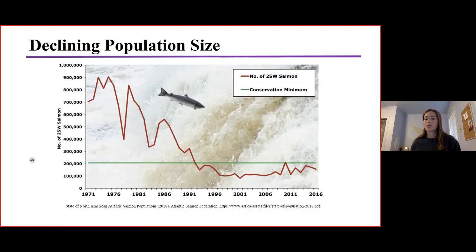So specifically why I was looking at Atlantic salmon for this study is that they are currently endangered in North America. And this graph is just showing the decline of the Atlantic salmon from about 1970 to 2016. And as you can see, in the early 1990s, the population size actually fell below the conservation minimum, which is just the minimum number of Atlantic salmon that are required in order to maintain a sustainable population. So it's important to be able to monitor these species and not use invasive approaches that could increase the mortality rates of these species if you're directly interacting with them.